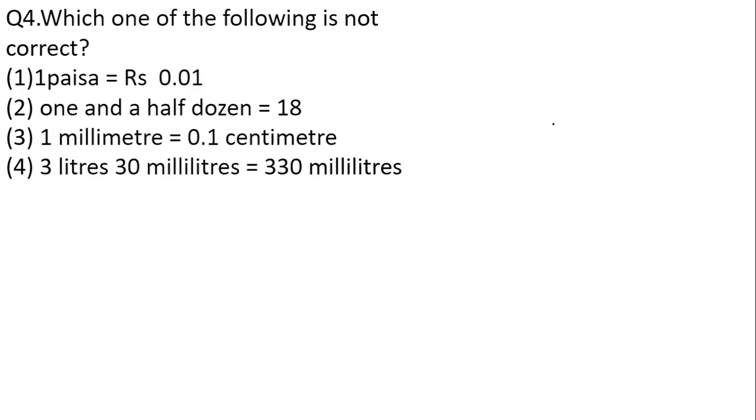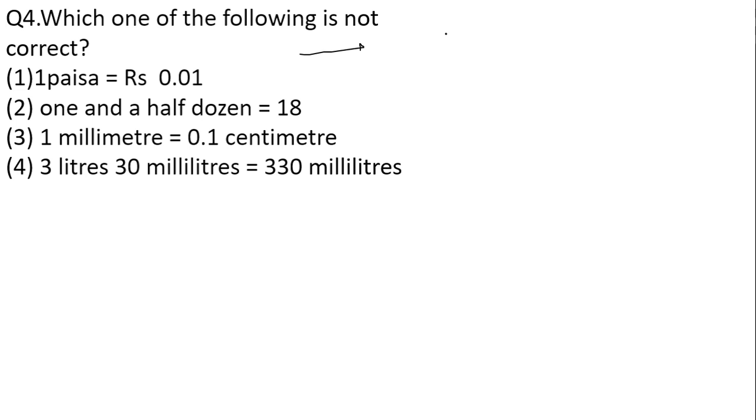Moving on to the question number 4, which of the following is not correct? They have asked us over here. First option is 1 paisa is equivalent to 0.01 rupees. 1.5 dozen is equivalent to 18. 1 millimeter is equal to 0.1 centimeter, and 3 liters 30 milliliters is equivalent to 330 milliliters. We'll check each and every option over here.